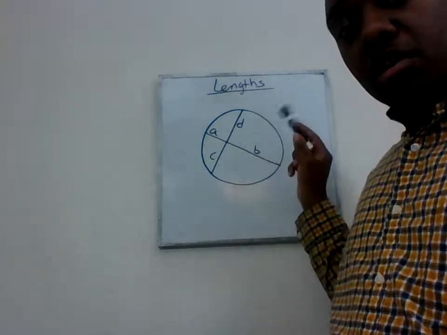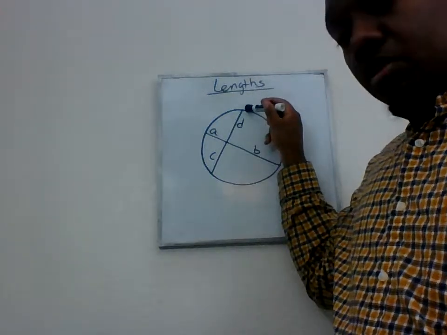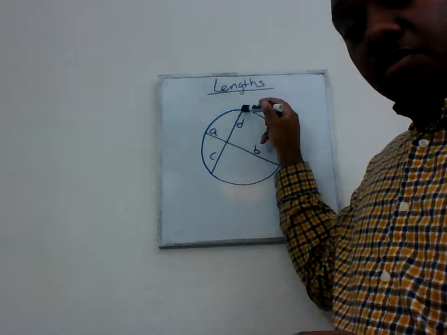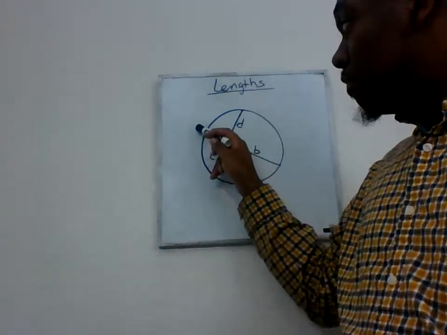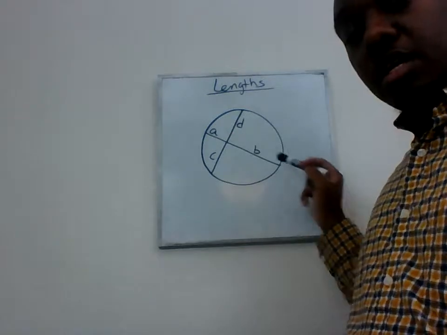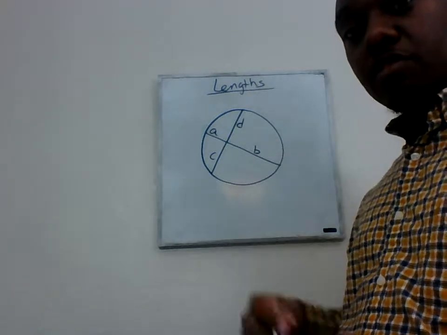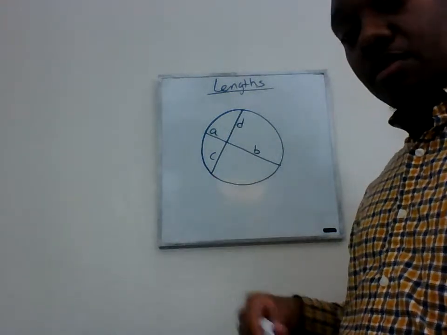An intersection of two chords. Remember, a chord goes from one point on a circle to another. So the line segment that's formed there is a chord. So this is an intersection of chords.